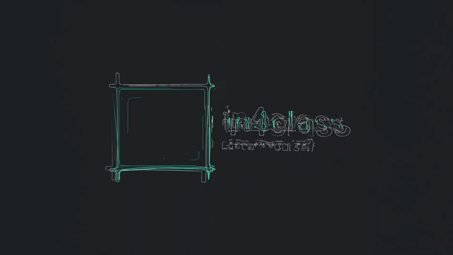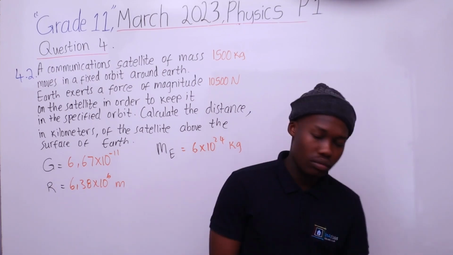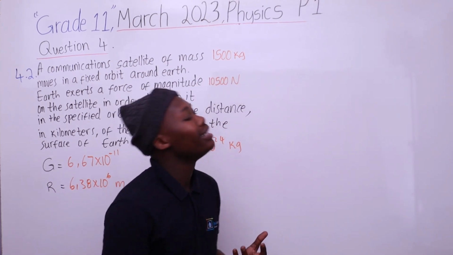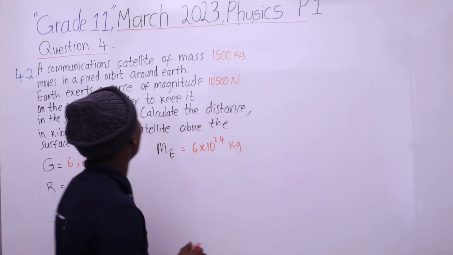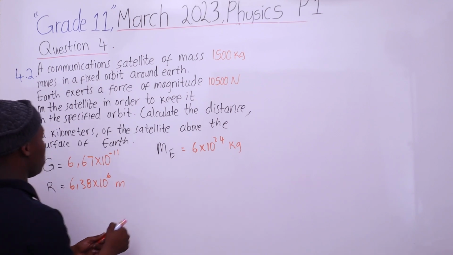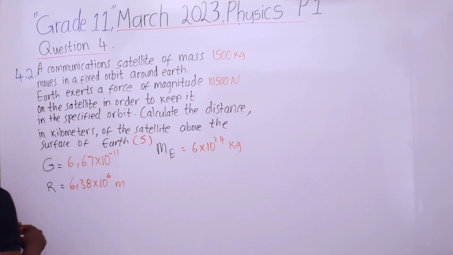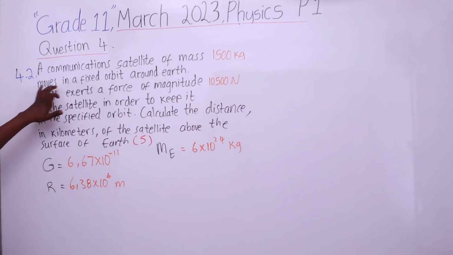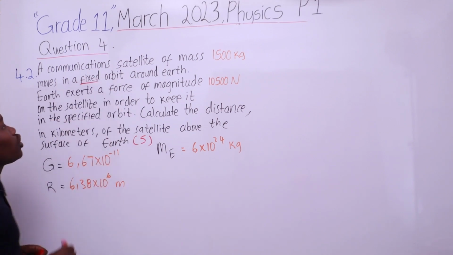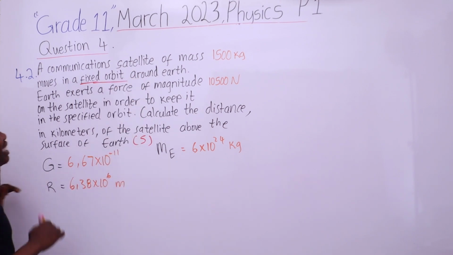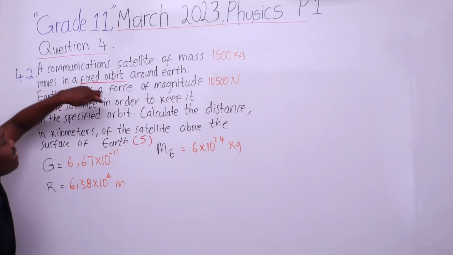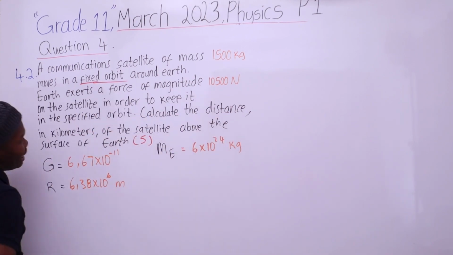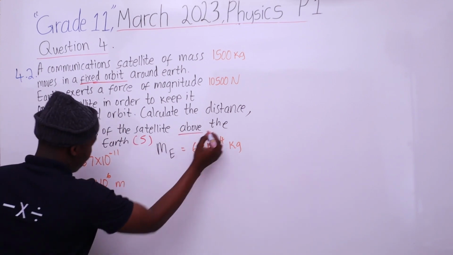Let's move to the next question. Alright, question 4.2. It is the last question under question 4. 4.1 was 2 marks and 4.2 is 5 marks. A communications satellite of mass 1,500 kilograms moves in a fixed orbit around the Earth. Earth exerts a force of magnitude 10,500 newtons on the satellite in order to keep it in the specified orbit. Calculate the distance in kilometers of the satellite above the surface of the Earth.